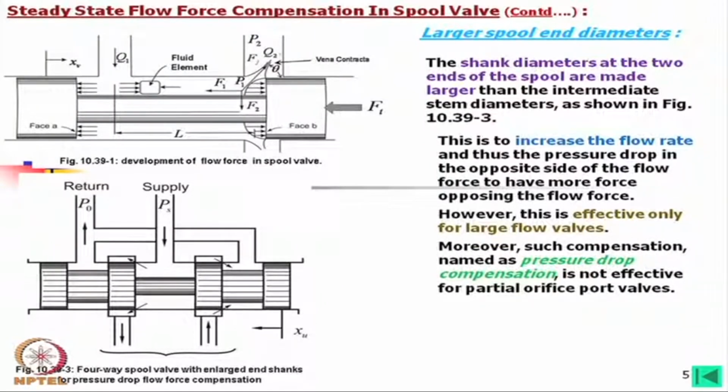Moreover, such compensation, named pressure drop compensation, we call it large spool end diameter from the end diameters. This is from the spool configuration, but actually the mechanism is that pressure drop compensation is not effective for partial orifice port valves. So, that means, if we use those rectangular ports, a few rectangular ports instead of a full port, it will not work.